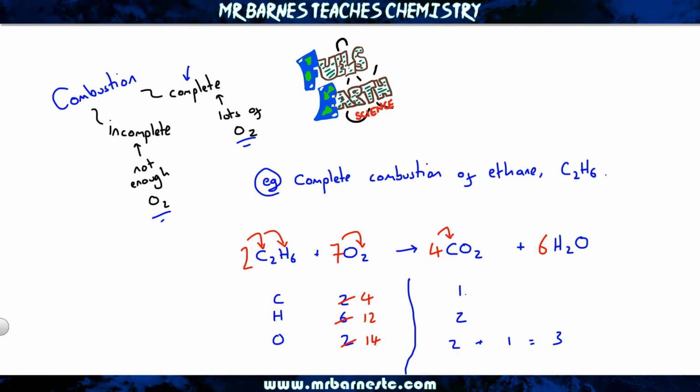On the right, 4 times 1 is 4 carbons. I'll look at my hydrogens next. 6 times 2 is 12. And then let's move on to oxygen. In my CO2, I have 2 oxygens. I'm timesing that by 4, so that becomes 8. And then my H2O, I have 6 times 1, which is 6. I add my 8 and my 6 together, and I get 14, which means I'm balanced.